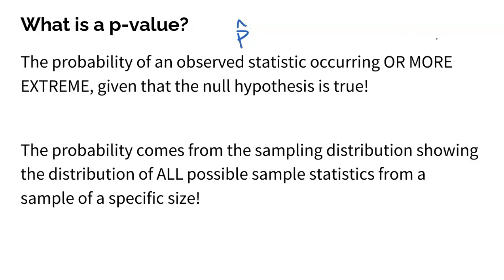null hypothesis is true. Now, you got to be careful with that phrase, or more extreme, because it could mean higher, but it could also mean lower. So that's where you have to look at where your sample proportion is. If your sample proportion is on the high side, you want to look even higher. If it's on the low side, you want to look even lower. So the probability, the p-value, right, it comes from the sampling distribution, which is why creating a sampling distribution is so vital to finding a p-value. So the probability comes from the sampling distribution, which is showing the distribution of all possible sample statistics from a sample of a specific size.